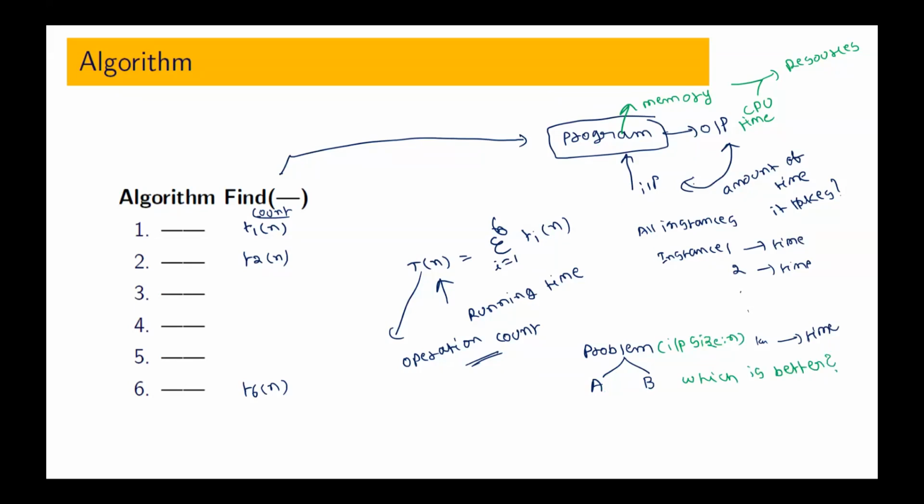Are you following? Is the question clear? Less time and optimized results, memory. So madam is saying whichever algorithm takes less time and optimized results. Out of these two, whichever algorithm takes less time, that algorithm is better.